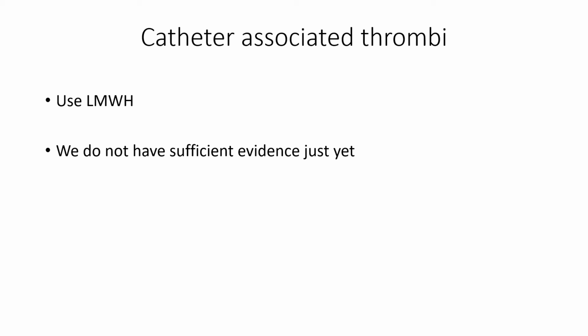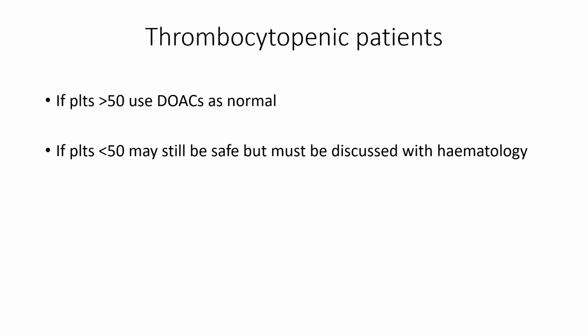So other populations, catheter-associated, so patients with indwelling Hickman lines or PICC lines. We're not using DOACs yet, use low molecular weight heparin. We just don't have the evidence yet. In a few years, I'm confident we will be, but not yet. Patients with thrombocytopenia. So if your platelets are over 50, feel free to treat as normal. If the platelets are under 50, it may still be safe, but you should discuss with the hematologists on call.